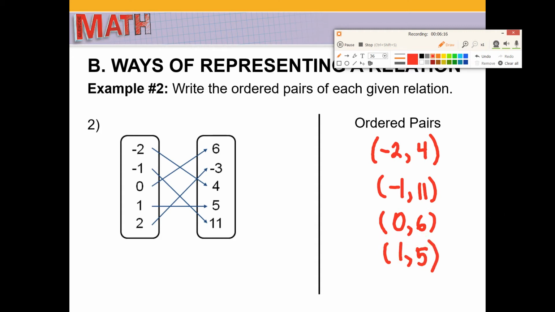And then the last one would be from 2 going to -3. So that would be 2, -3. And these are your ordered pairs from the given mapping diagram.